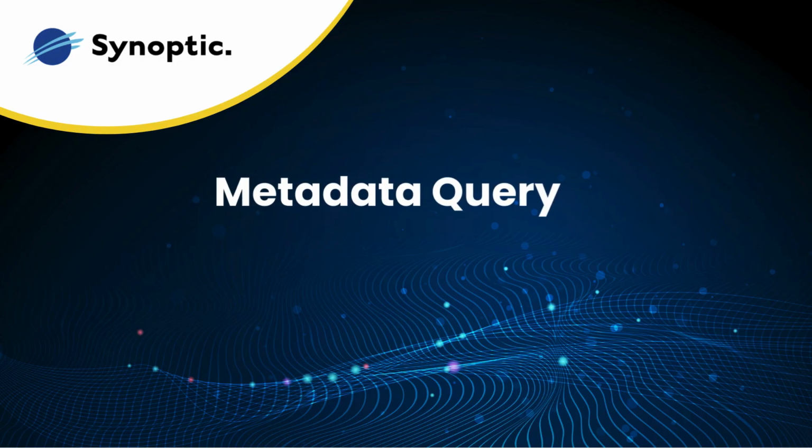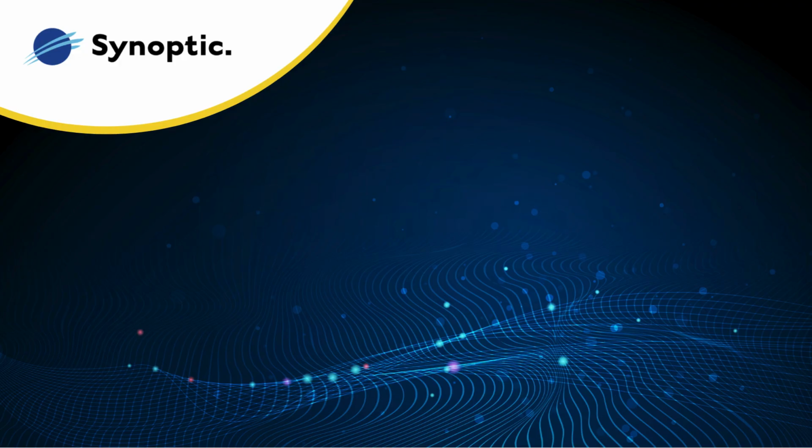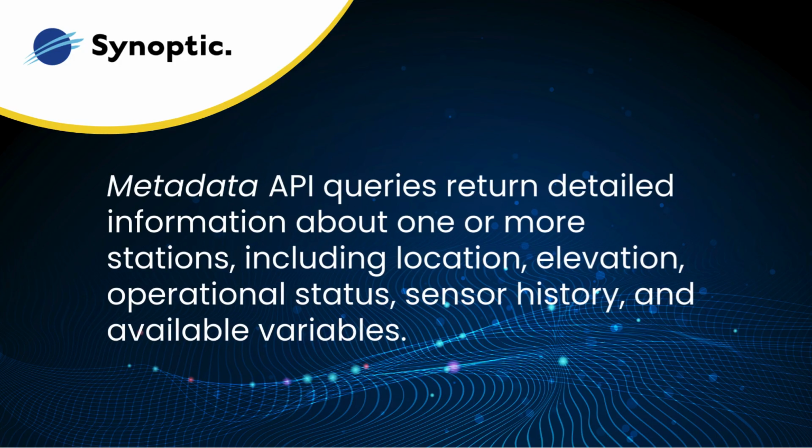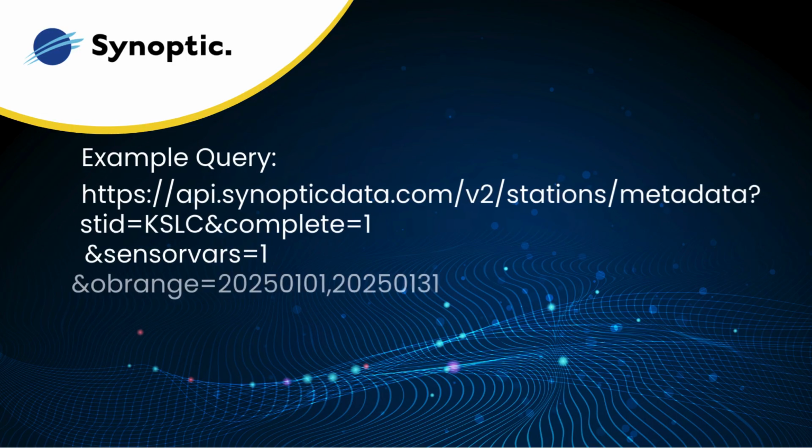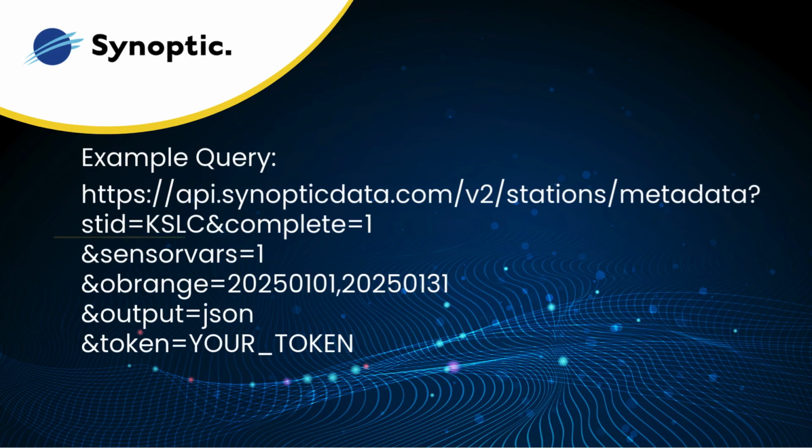Finally, we have metadata queries. Metadata queries return detailed information about one or more stations, including location, elevation, operational status, sensor history, and available variables. It's useful when you need to explore station characteristics or filter stations by features such as variables, time zones, or historical sighting details. In this example query, we asked the Synoptic Weather API to return metadata for the KSLC station, Salt Lake City International Airport.